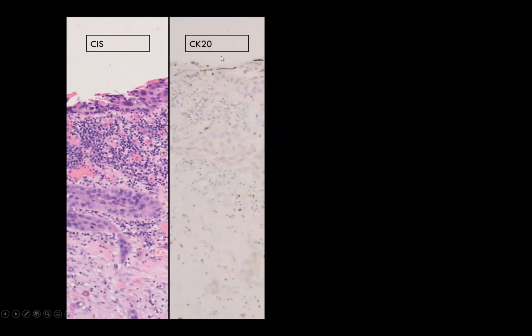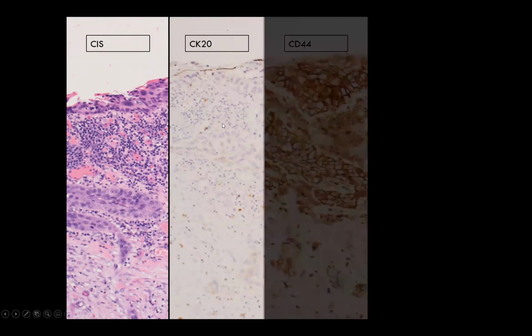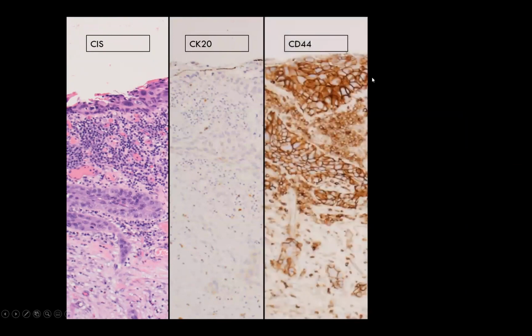CK20, so remember in carcinoma in situ, CK20 is supposed to show full thickness reactivity. However, in a clear-cut case of carcinoma in situ, diagnosed morphologically, we see that CK20 is actually negative, right? And CD44 in a case of carcinoma in situ is supposed to be negative, or stain only a small area of the basal layer. In this case, you see an intense full thickness staining of the carcinoma in situ like you would expect in a reactive proliferation. It's just because this case is molecularly different.